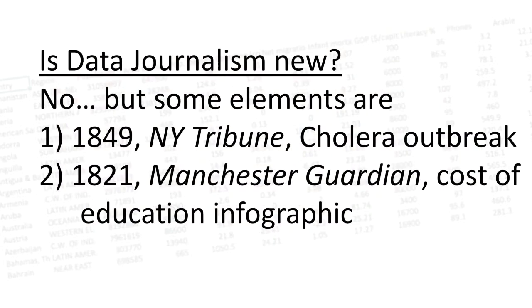That's not even the first example. There's actually an example from The Guardian in 1921. They did a story, including an illustration using data, on the cost of education for students in England in 1821. And they were already not only telling stories with data, but telling stories visualizing data with graphics in the newspaper. So data journalism isn't new. It's been around for a long, long time.